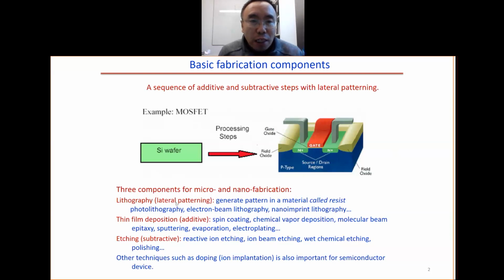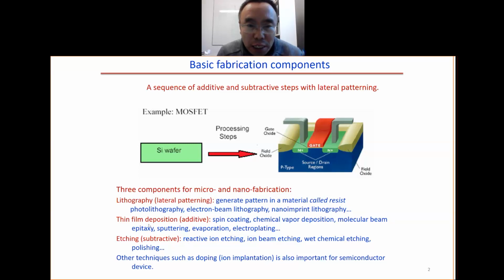The lithography determines the lateral size of the feature. For example, for the gate, if the gate is 7 nanometers, this is determined by the lithography process. In the lithography process, it generates the pattern in a material called resist. Here we talk about photolithography. Later on, we will also talk about electron beam lithography, nanoimprint lithography, focused ion beam, and many other lithography techniques. Again, lithography determines how wide, how big the structure is.